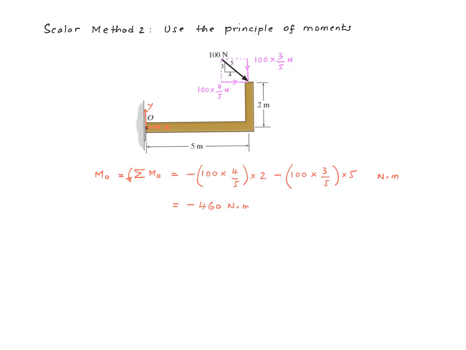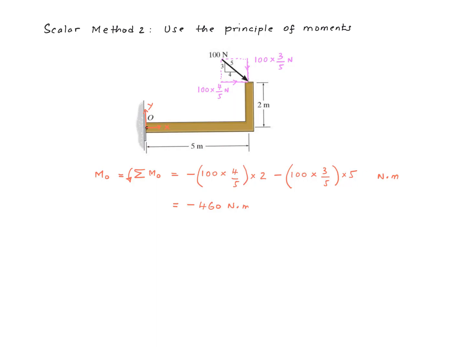And the y component is a force going down, and it's also going to give me a clockwise moment, therefore I have a negative sign in front of that. And the magnitude of the moment is force, which is 100 times 3 over 5, multiplied by the perpendicular distance, which is 5 meters. Why? Because this is the line of action, the vertical line passing through that point. And this is the perpendicular distance to that.